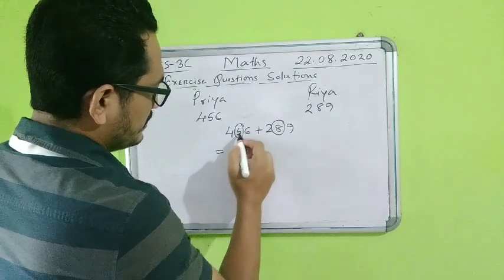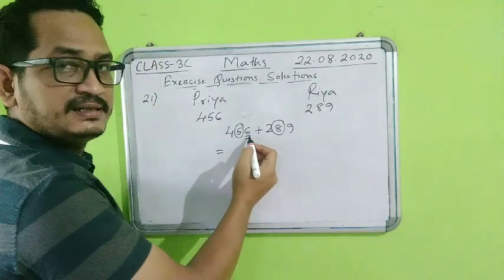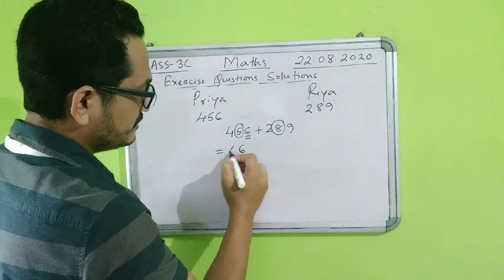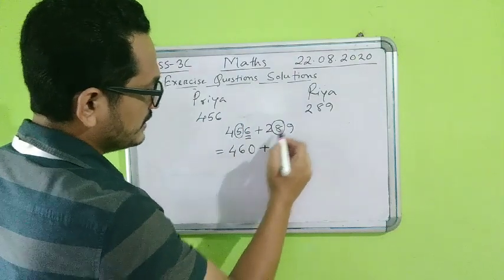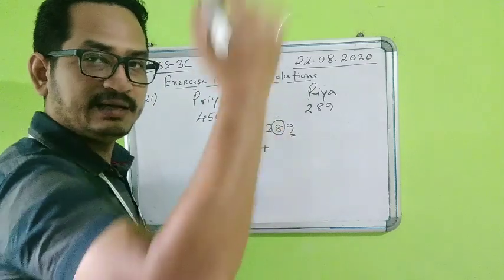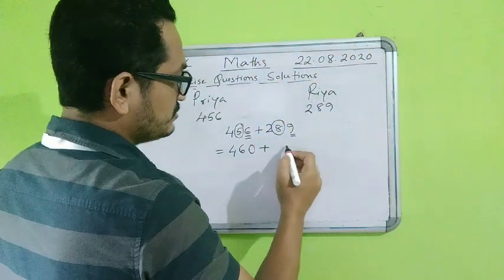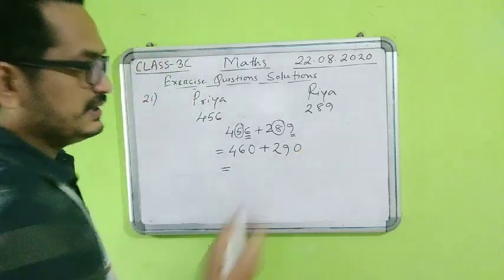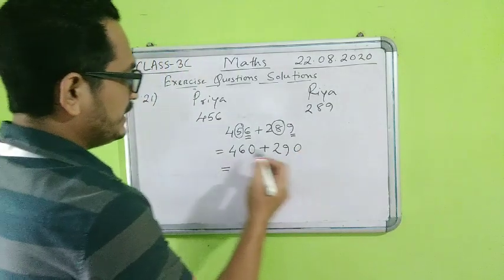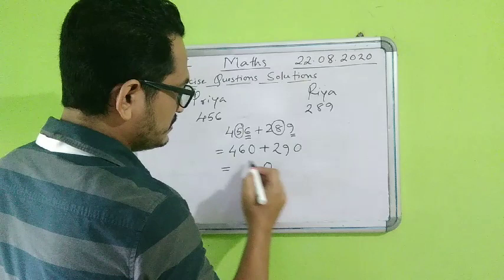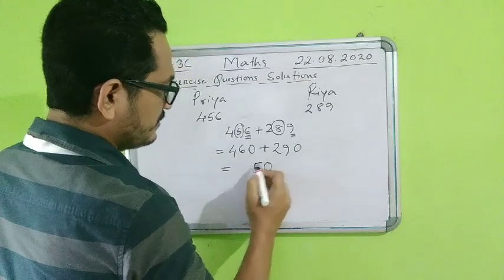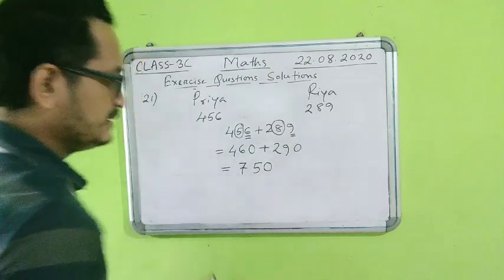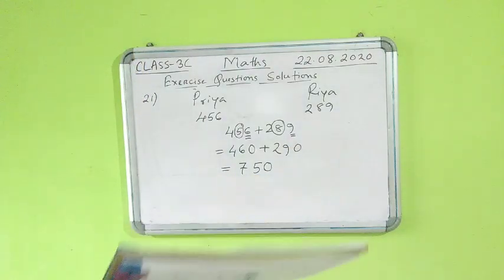Now here, since the ones place digit is 6, greater than 5, it will be 5 plus 1, that is 6, and this will be 4 and this will be 0. Here also the ones place is greater than 5, so 8 plus 1 it will be 9, this will be 2 and this will be 0. So finally we need to add now. 0 plus 0, 1 plus 0, 6 plus 9 it will be 15, 5, 1 in hand, 4 plus 2, 6 plus 1, 7. So the answer is 750 stamps.